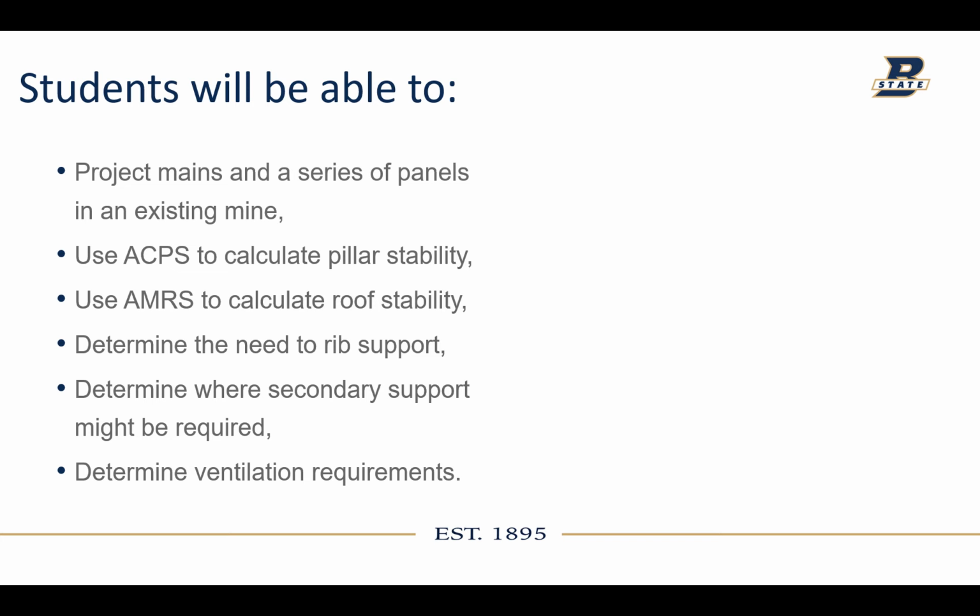For this, students will be able to project mains and a series of panels in an existing mine, use ACPS to calculate pillar stability, AMRS to calculate roof stability, determine the need for rib support, determine where secondary support might be required, and then the ventilation requirements. So once again, that's what we're going to go through in these two projects.